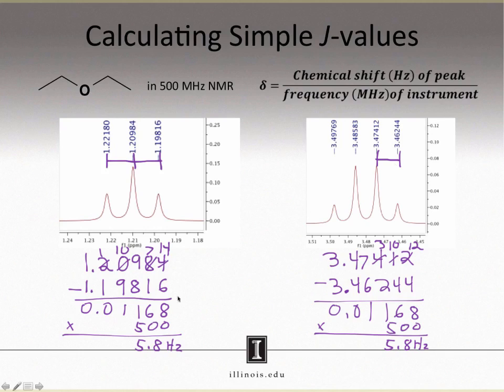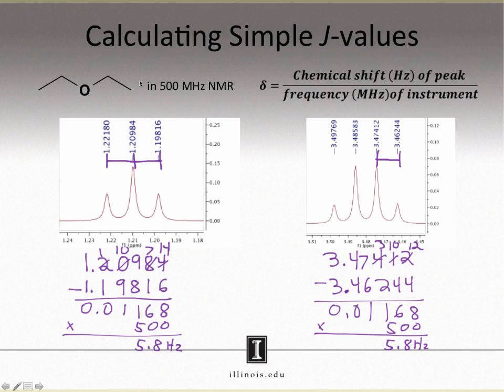Notice how these values are identical. This is because coupling constants are reciprocal. If these two signals result from protons splitting each other, they must have the same coupling constant. In this case, that should make sense, because these protons on the methylene and these protons on the methyl must be splitting each other. They must possess the same J value.